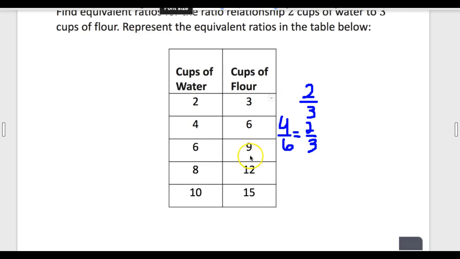What about 6 to 9? Let's write that over here. Can you divide the numerator and denominator by a number to get a different number? Sure, we can divide the top and the bottom by 3. 6 divided by 3 is 2. 9 divided by 3 is 3. So that one is 2/3 as well.